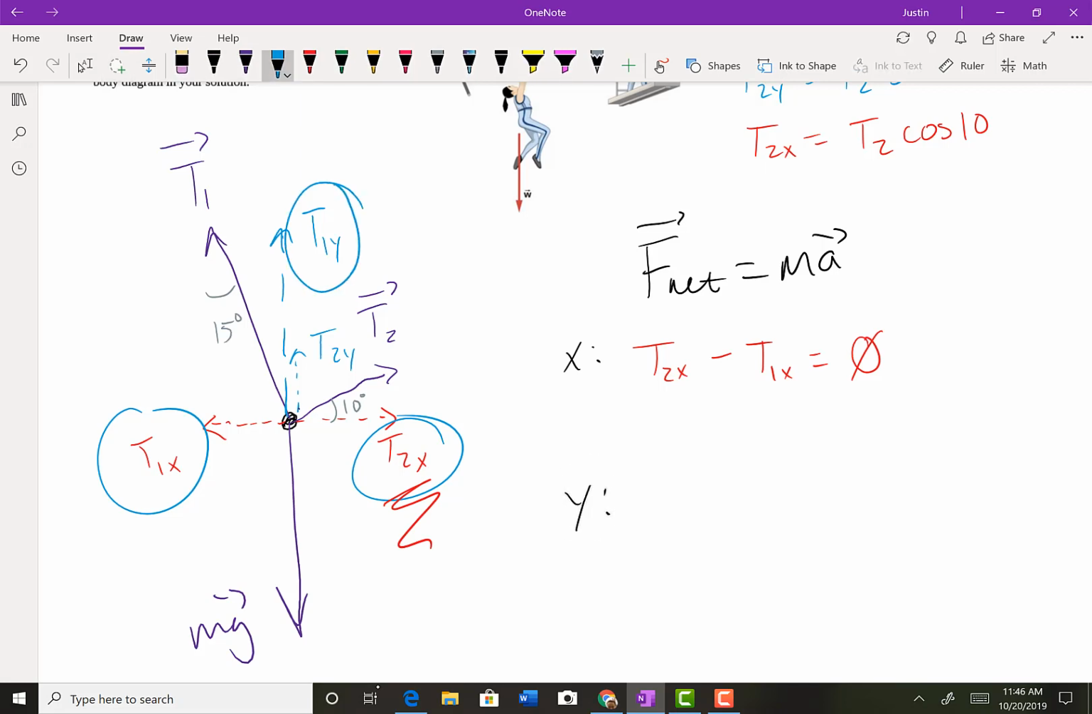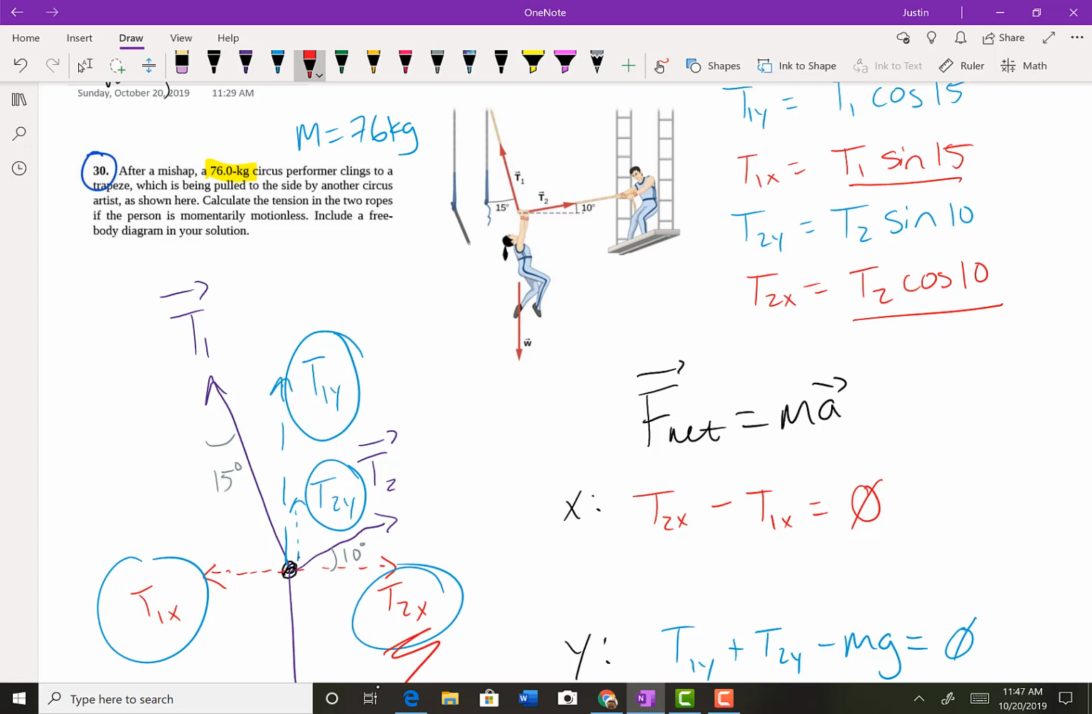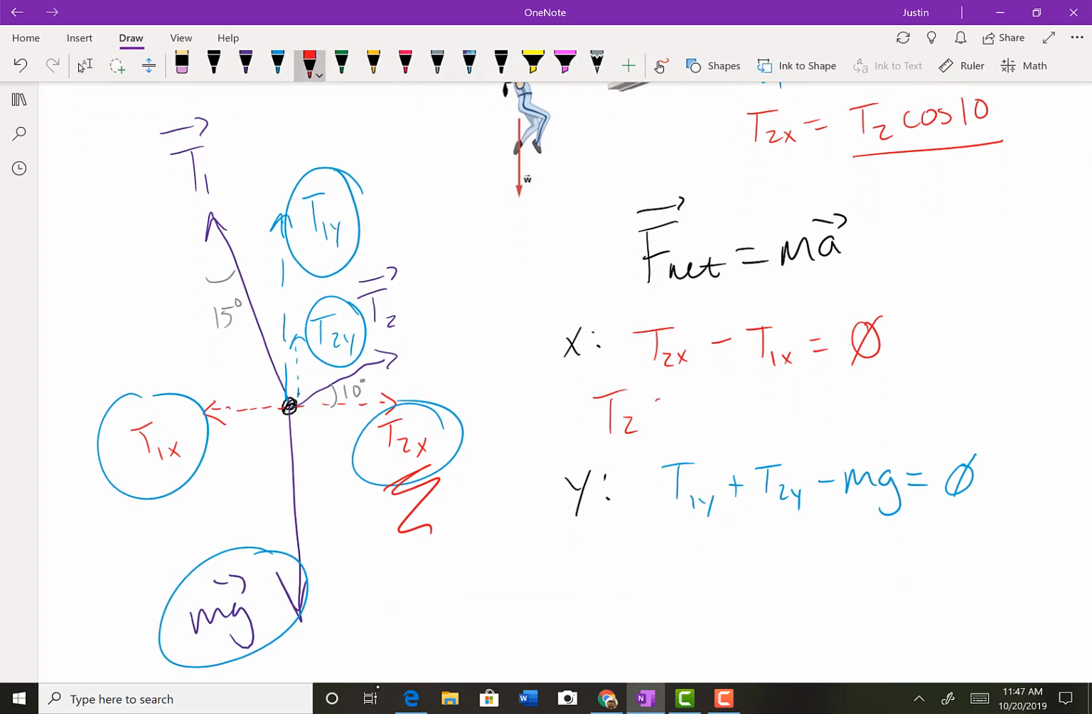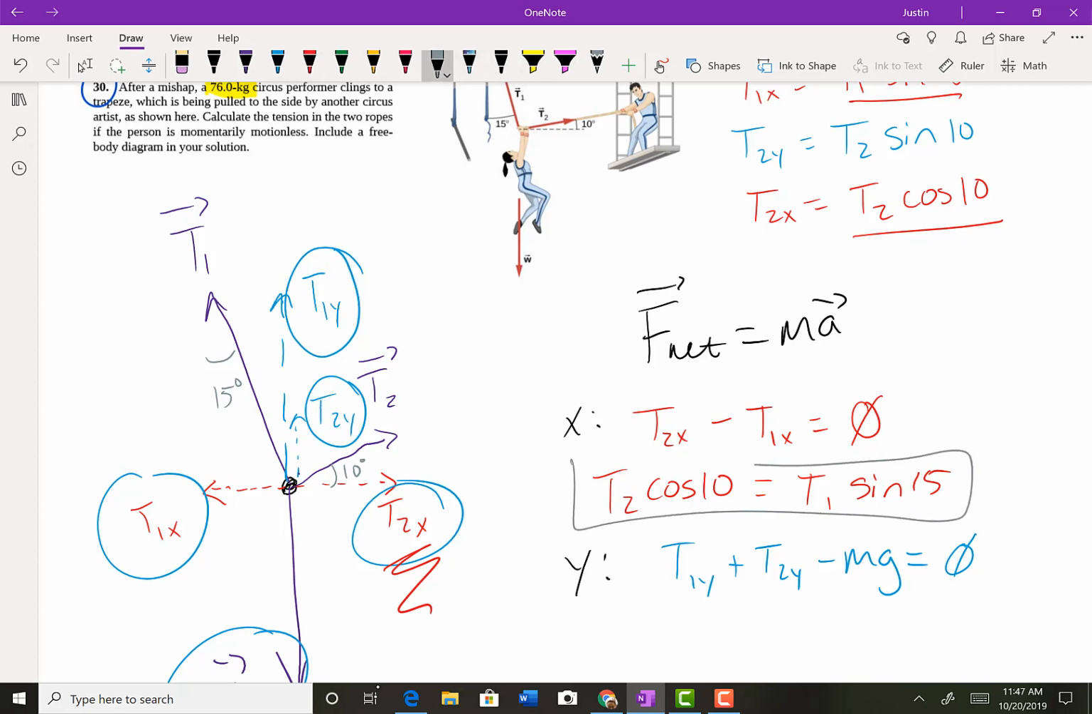In this case, I've got T1Y and T2Y pointing up, and then mg pointing down. And again, it's equilibrium, so the acceleration is 0. So that basically means, well, let's plug in, because I know what T2x and T1x are. T2x is going to be T2 cosine 10. And if I add T1x to both sides, that means it's going to be equal to T1 sine of 15. And that's my first little relationship right there.